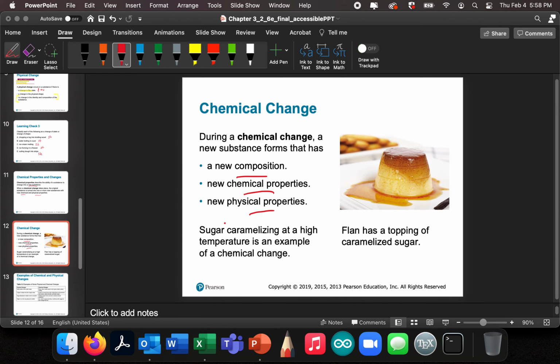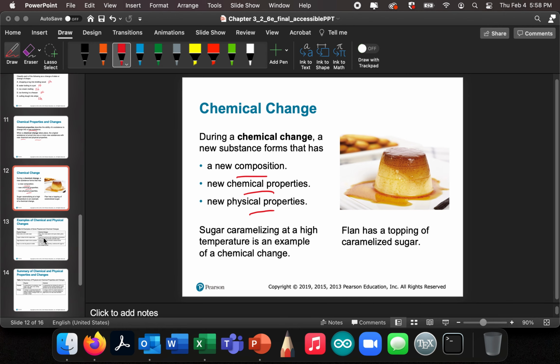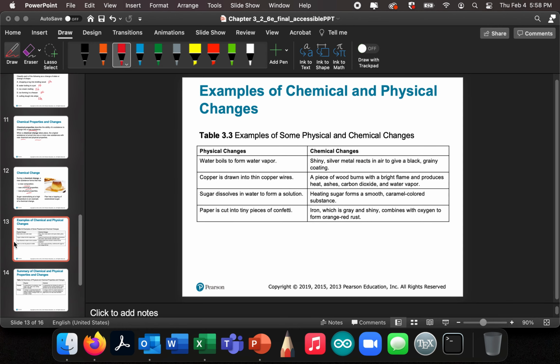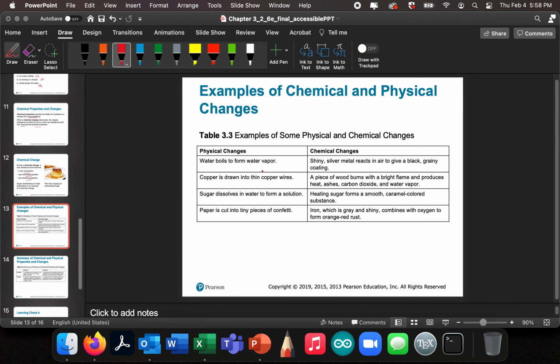Sugar caramelizing at a high temperature is an example of a chemical change. There's some caramel sugar up there on top of a piece of flan, and it has caramelized sugar, which has gone through a chemical change. I put these tables in here. I left them in because they're a little tedious, but I think they're helpful. Examples of some physical and chemical changes.